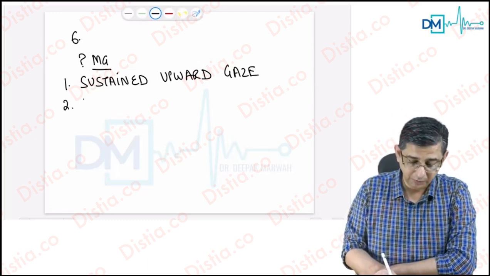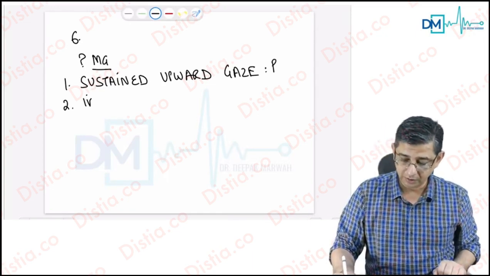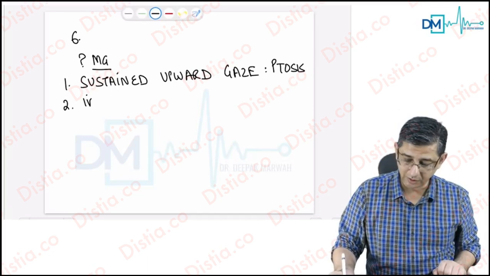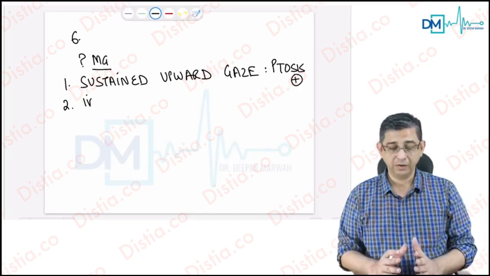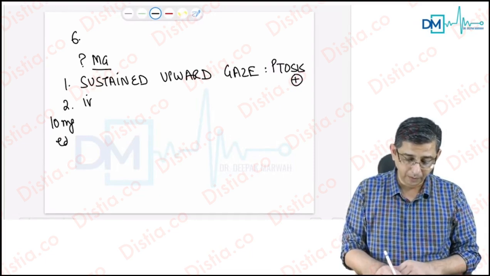Now, since I've secured an IV line already, by the time the ptosis starts occurring in the patient, the IV line is in place. I have used leucoplast, etc., to secure the IV line. My nurse will hand me a syringe containing 10 milligrams of edrophonium.